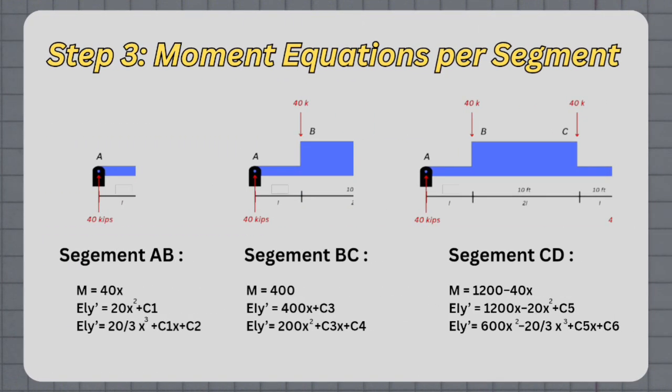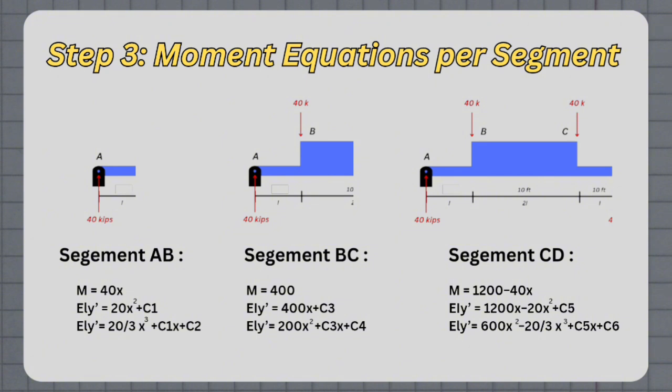Moving on to our step 3, which is the moment equations for each segment. So we divide the beam into 3 regions and define moment functions based on distances from the left end, where x is equal to 0. And this is where we double integrate our equation in order to get our final elastic curve equation. So in our segment AB, our moment is equal to 40x, and our double integrated equation is 20 over 3 x cubed plus c1x plus c2.